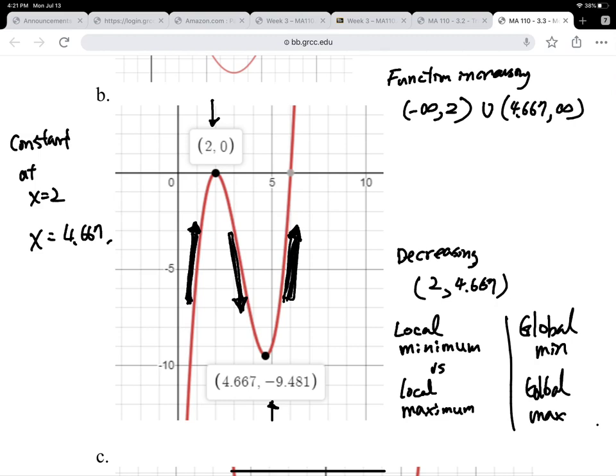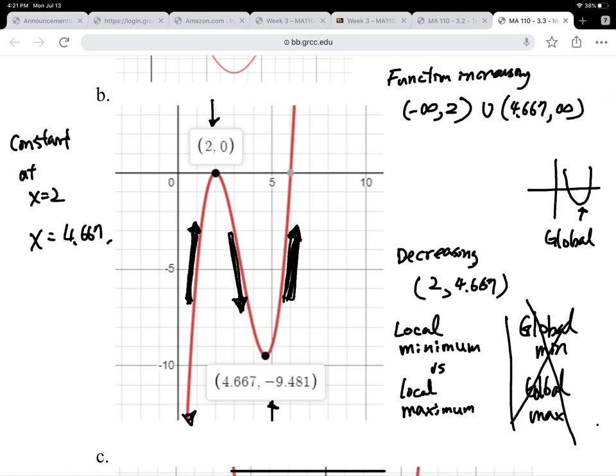Now, with this graph, if you look at it, it goes all the way up to positive infinity and all the way down to negative infinity. So in this case, we don't have a global min or global max. On the last problem, when we had a parabola opening down like this, we had a global max because we did have an absolute highest spot, but not in this graph. So we can only talk about local minimum and local maximum. Local basically means it's a regional max.